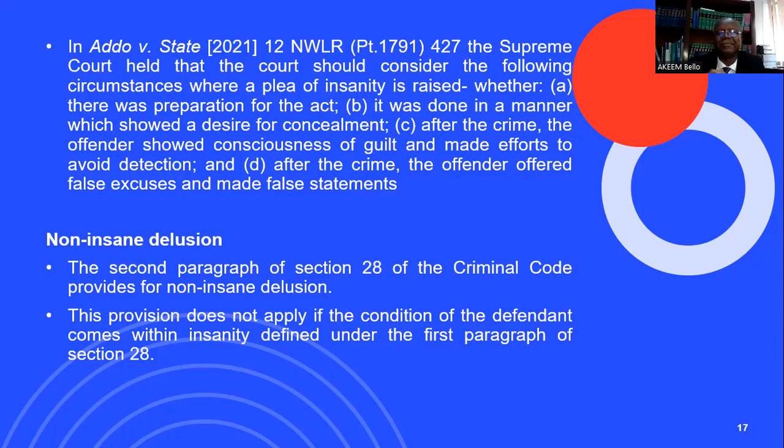C, after the crime, the offender shows consciousness of guilt and made efforts to avoid detection. Maybe after breaking into the house of the victim at night and killing the victim, he made sure that he did not leave any trace evidence behind. He wore hand gloves to make sure he did not leave any fingerprint on the door or on any item in the deceased's home. So he showed consciousness of guilt and made efforts to avoid detection. And after the crime, the offender offered false excuses and made false statements, all trying to hide the fact that he committed the offense. Now, all these circumstances will show that he had the relevant capacity.